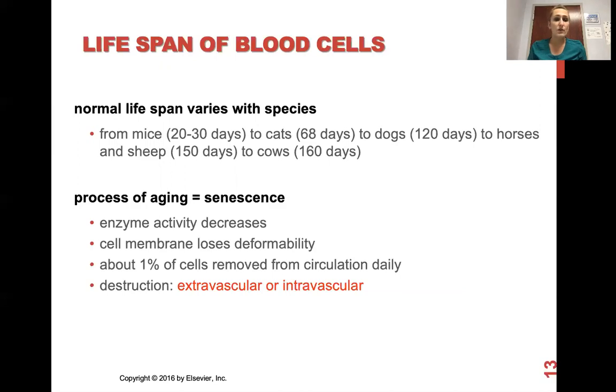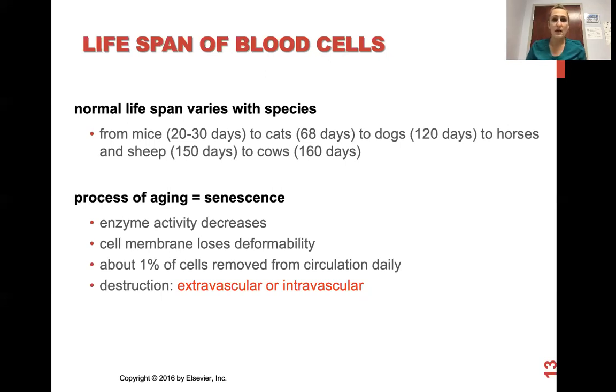You do need to know the term senescence, though. That's the process of aging. Cells can become senescent, meaning that they've aged and they lose their strength and resilience in the body. Their enzyme activity starts to decrease. The cell membrane loses deformability, the ability to bend and move as it goes. Then it's at more risk of lysing or breaking down.